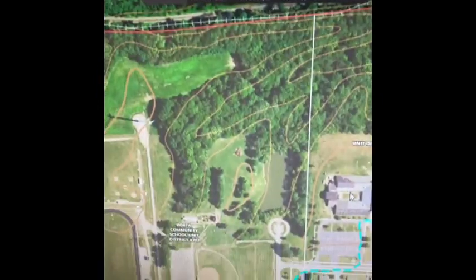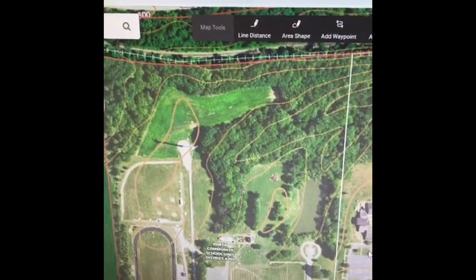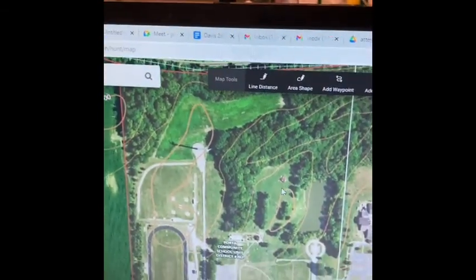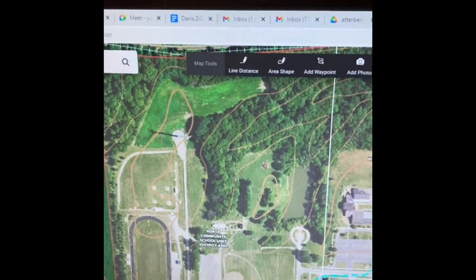Here we go. Okay, so this is a topography map. All right, it is a satellite image map. You can just go to a topo map.